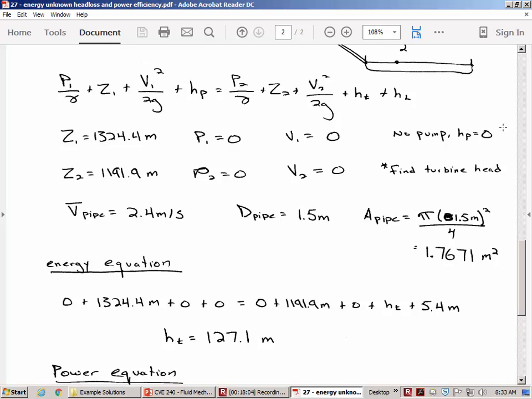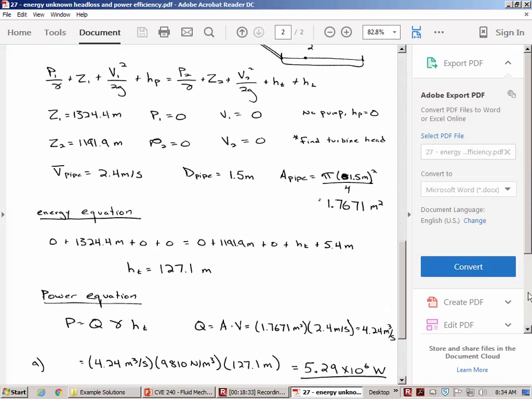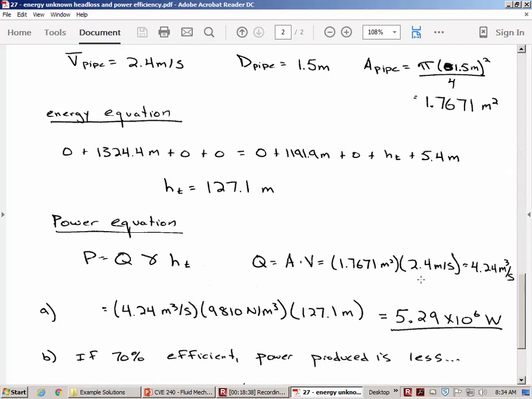So here there's a pretty extraordinary elevation difference, 127 meters after you account for the losses of 5.4 meters. And that's another thing that you want to try and minimize. The way to minimize those losses is to have a pipe that has very little friction, or a large diameter penstock so that the velocity is low, because normally these losses are dependent on the velocity of the water flowing through the pipe. So we substituted into the power equation here.